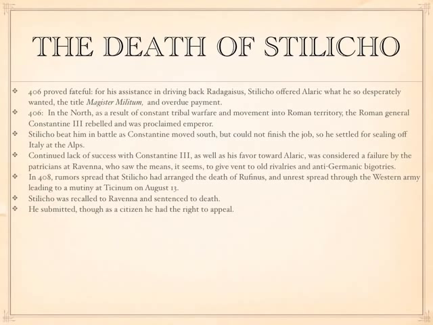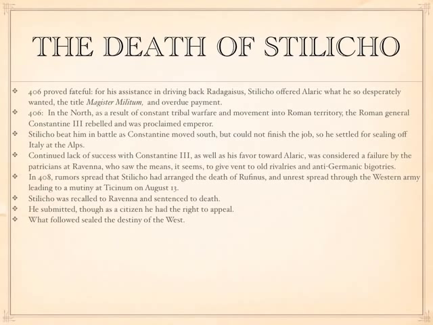Stilicho, probably because he saw himself as a faithful son of Rome, did not appeal the decision of his death sentence. He had the right to appeal, because he was a citizen. He was not a barbarian. He had the right to have the case set before him, and he did not. He simply accepted the sentence of death. Arguably, Stilicho did this because he thought that by removing himself, he would remove the target of the anger of the senators. He couldn't have been more wrong.